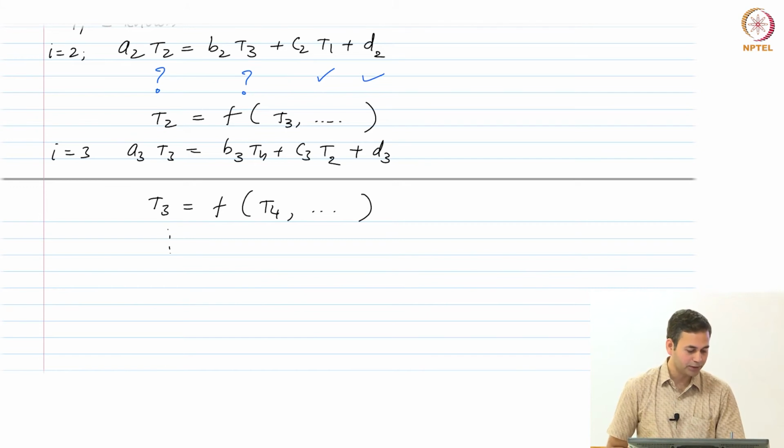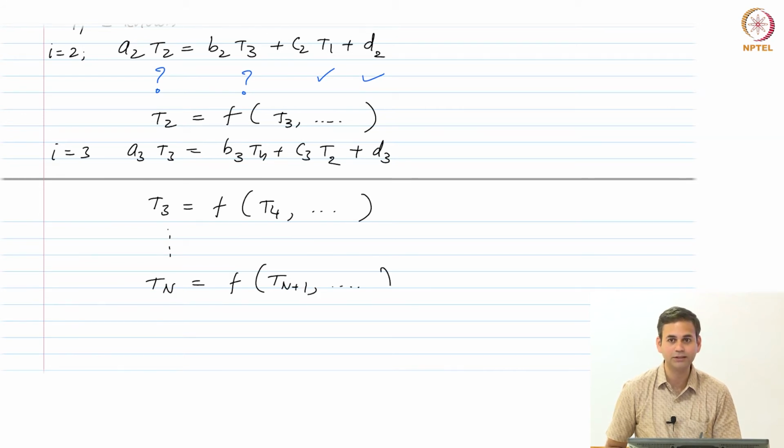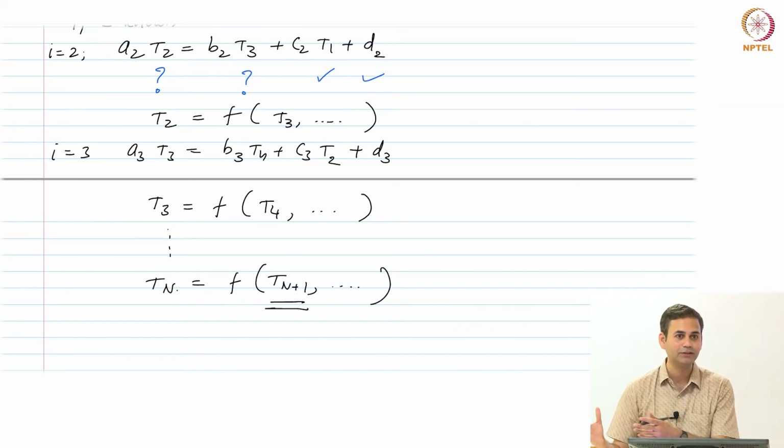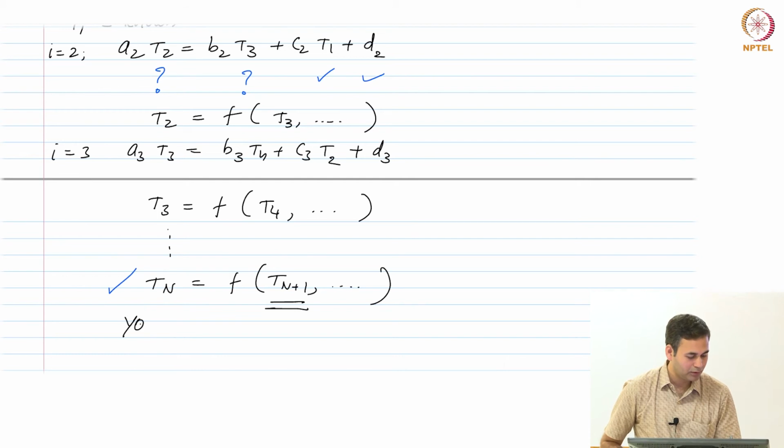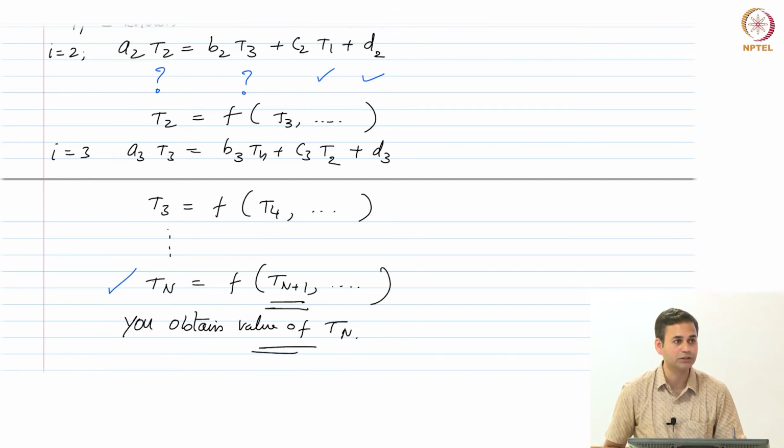Okay. Then if I continue this, what would be Tn a function of? Tn plus 1 and some constants, but do we have Tn plus 1? Because we have already set Bn equal to 0. So, then what will be Tn? You actually get the value of Tn at this stage, right. So, this step gives you what? Value of Tn, right. So, essentially you obtain value of Tn from this equation, right.